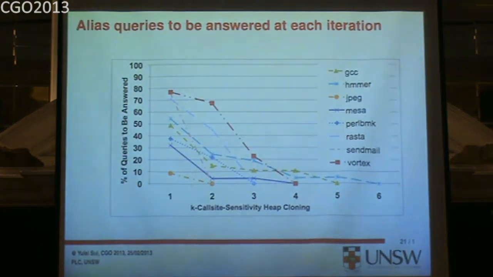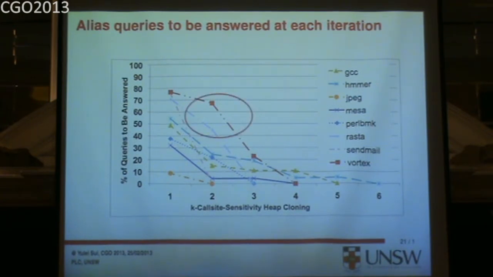Okay, here are the alias queries to be answered at each iteration. An alias query is answered in three cases. The first case is that they must not alias. Next is that they are not heap related. The third case is that they cannot be further cloned in the call graph. We can see that in the following iterations, fewer and fewer queries need to be answered.